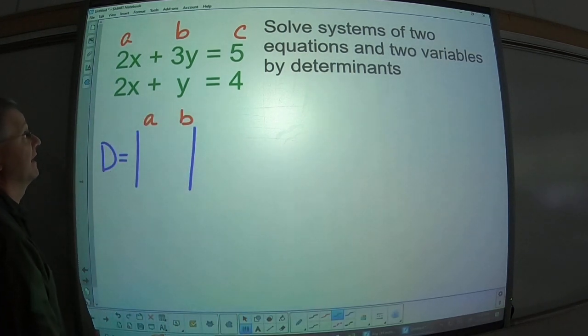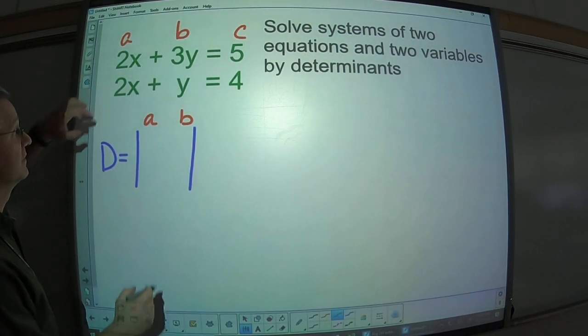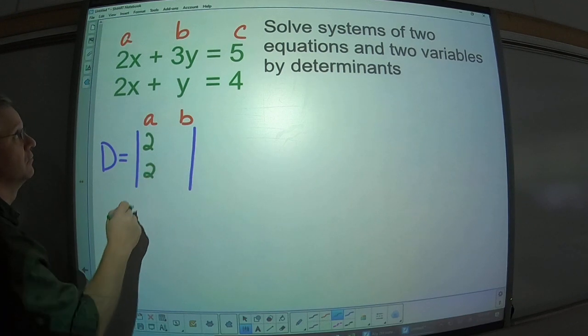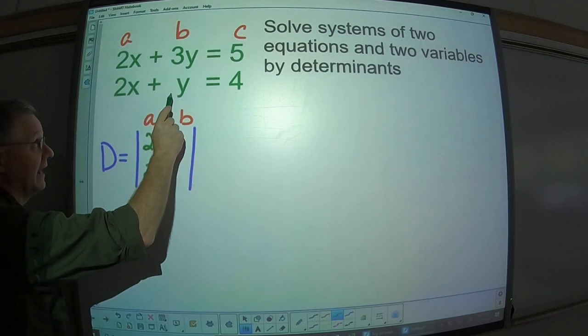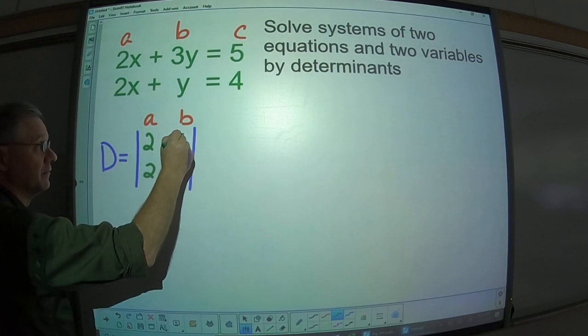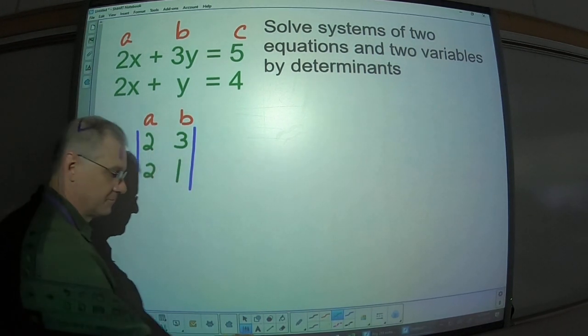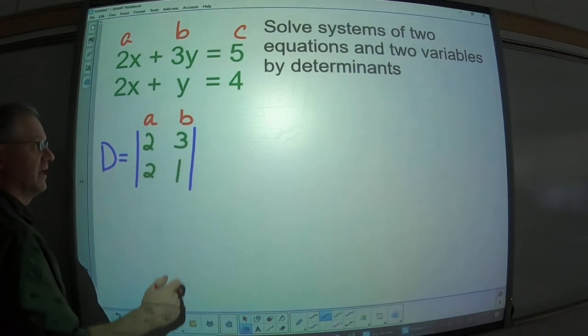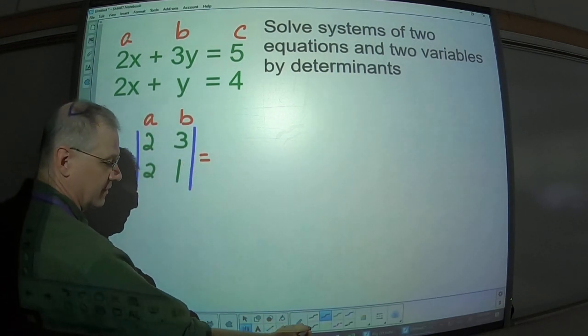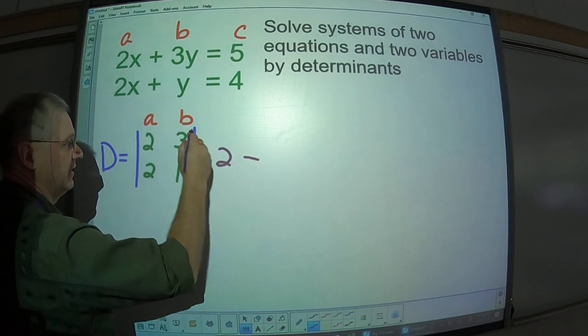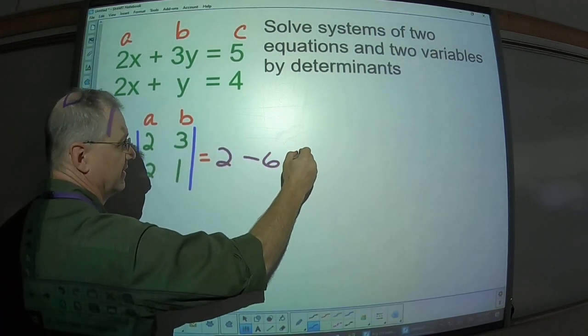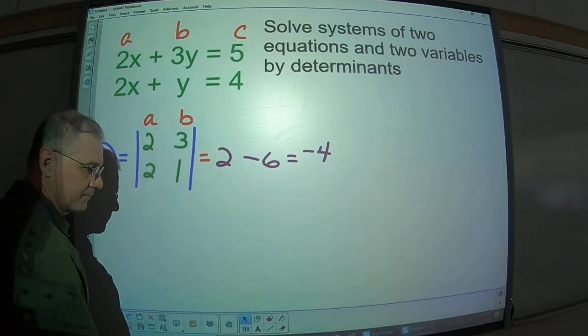Now, if we look at that, the coefficients here are 2 and 2, so 2, 2. The coefficients here are 3, and this is understood to be a 1. We do not include the variables in this. All right. So now we can do this simply. 2 minus 6, and that's -4.